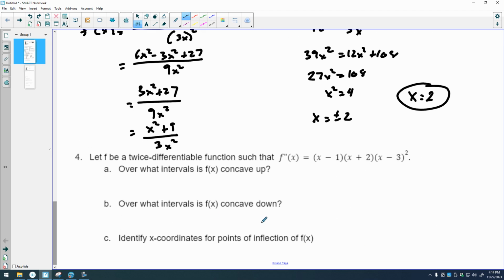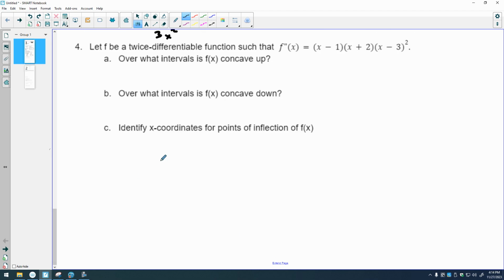Okay, question 4. So this is a twice differentiable function. Okay, so this is my derivative of a function that's been differentiated twice. Concave up, where is my second derivative positive? Concave down, where is it negative? Point of inflection, where is it equal to 0? So in all three cases, I need to know where it's equal to 0 and where it's increasing, decreasing, and so on.